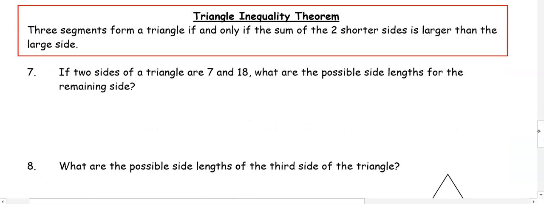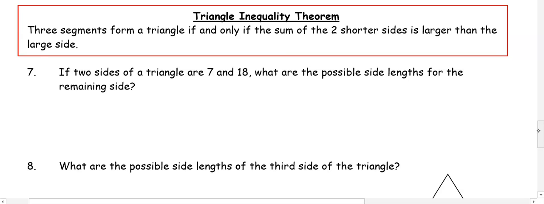In triangle inequality, there are a lot of different sizes of a triangle that can make a triangle happen with the three sides. So the three segments form a triangle if and only if the sum of the two shorter sides is larger than the third side. So using this triangle inequality, we can figure out what the third side has to be between in order for a triangle to be created.